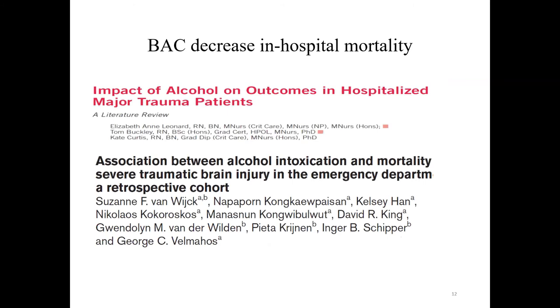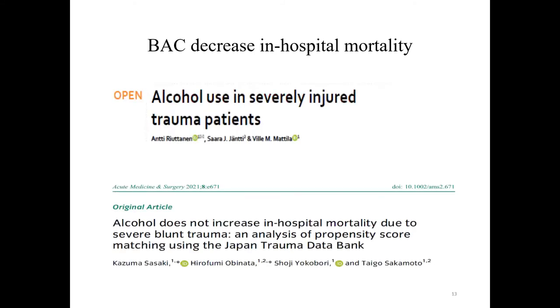In another study, published in 2021, it was found that alcohol intoxication in hospitalized major trauma patients is independently associated with decreased injury severity and mortality in patients with traumatic brain injury. In 2020, also in a retrospective study, it was concluded that one year mortality was lower among patients with BAC positive.